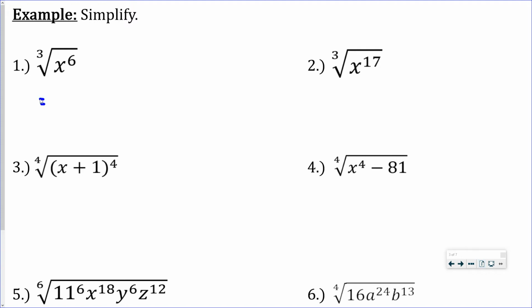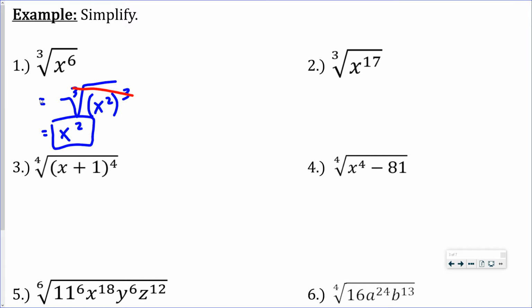Now, number 1, I could rewrite x to the 6th as a perfect third power: x squared to the 3rd. Do I have to worry about even-odd? No. Odd index. That just ends up being x squared. That's basically what we've looked at so far.